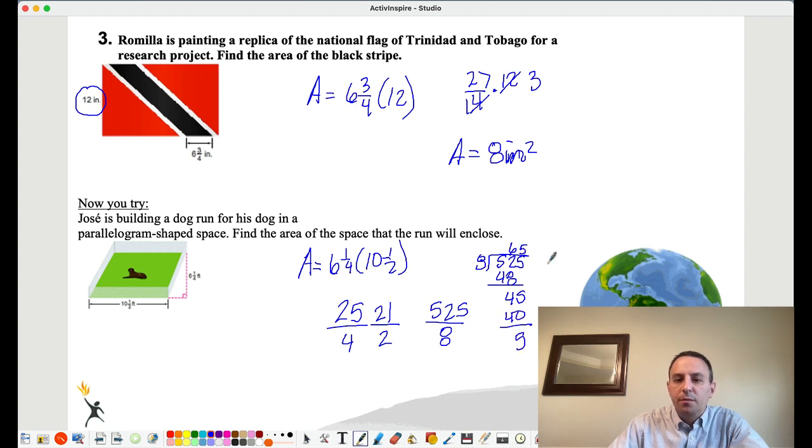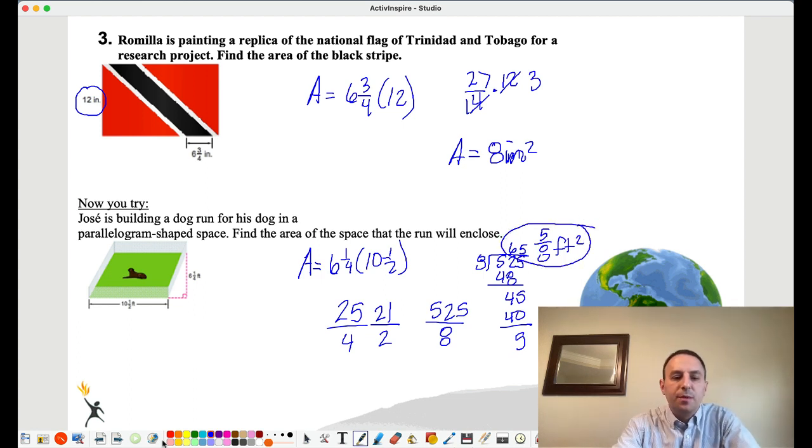And I could keep going, but since I'm stopping here, it's going to say 65 5/8 feet squared. Here's my final answer. Now I could use decimals, but fractions are much better, and that's how the answer was given, so that's what we're going to stay in.